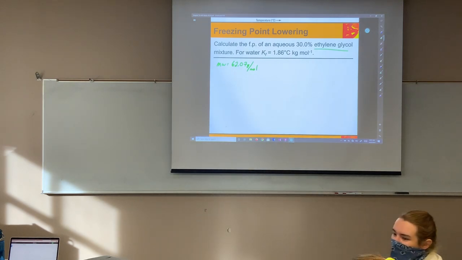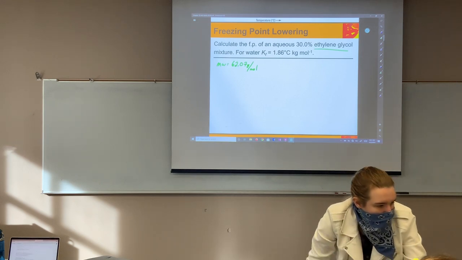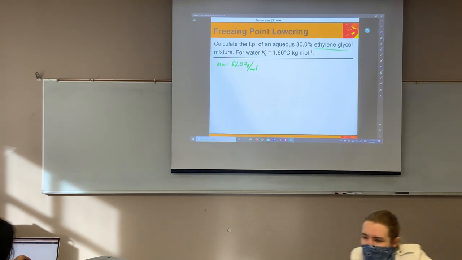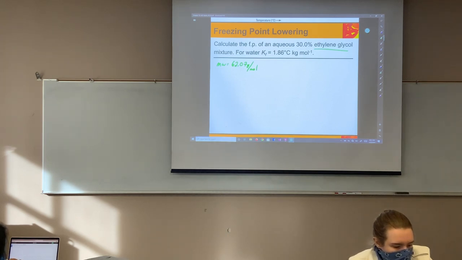Where are we at? Oh, here's the slide. So we have 30% of the mixture. That's probably just saying you use 30 grams and not 100 grams. So I'm assuming 100 grams for the solution, so there's 70 grams of H2O, which is going to be water. So solvent, and remember, it's per kilogram of solvent. Water is your solvent. It's 70 grams.